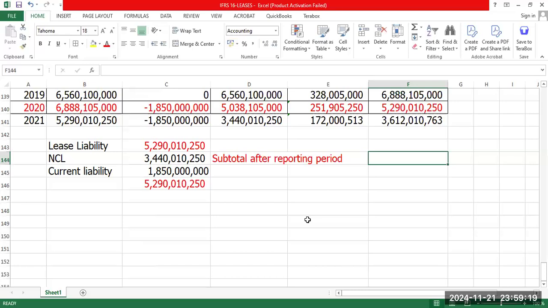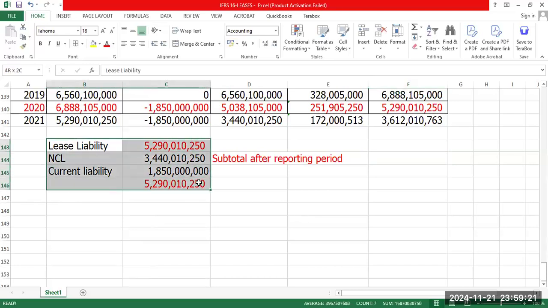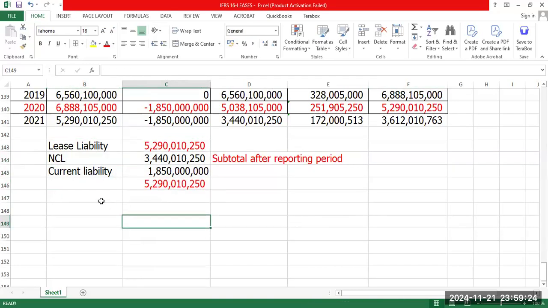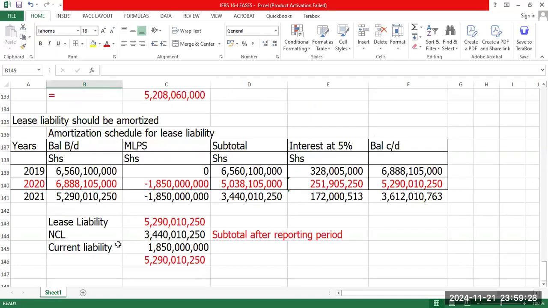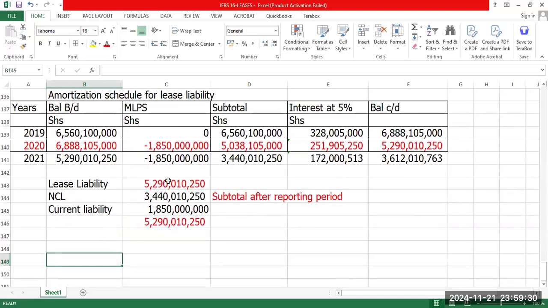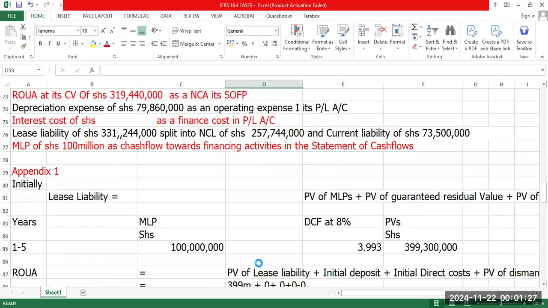So that's all. This one you're reporting in the financial statement in the balance sheet. Then in the statement of cash flows, you report the minimum lease payment of 1.85. And that's all. So colleagues, I think that's enough for now.